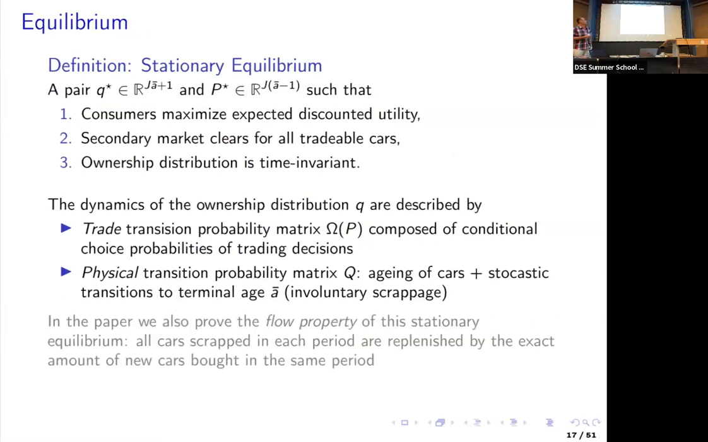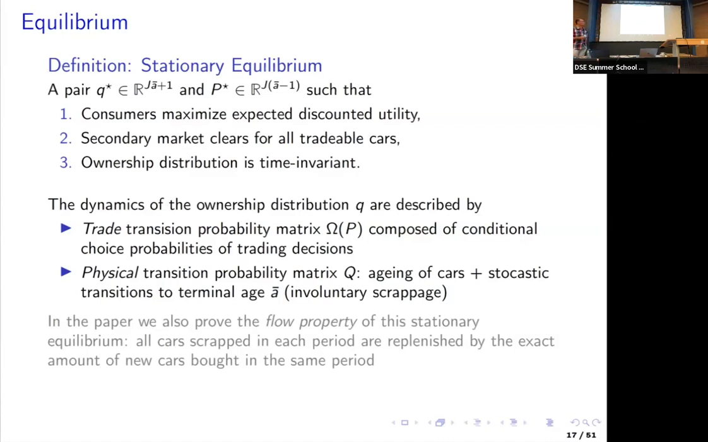This is the pair of the ownership distribution vector, which I just defined, and the vector of prices, which prescribe a price to each type and each age of the car, such that consumers maximize their expected discounted utility, the secondary market clears, and the ownership distribution is time invariant. Okay, that's quite a natural way to define the equilibrium.